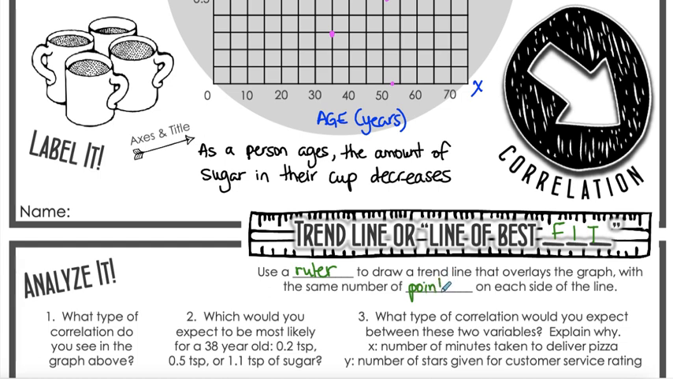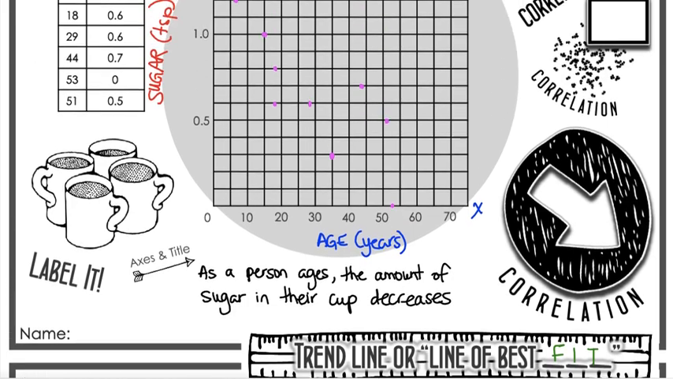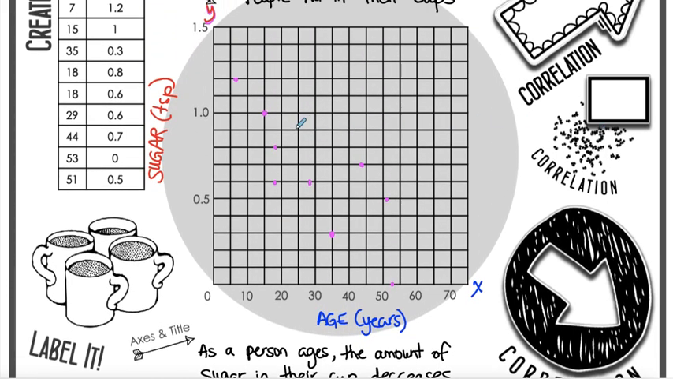And sometimes it's easier than other times. So I want the same number of points above the line as I have below the line, and if I can go through some points, that's even better. We always want to make sure that we use a ruler so that it is a little bit more accurate. So I might draw my line about maybe here-ish, so that it seems to follow the path of my pink dots.